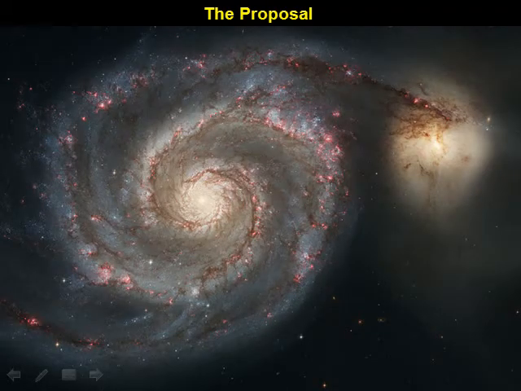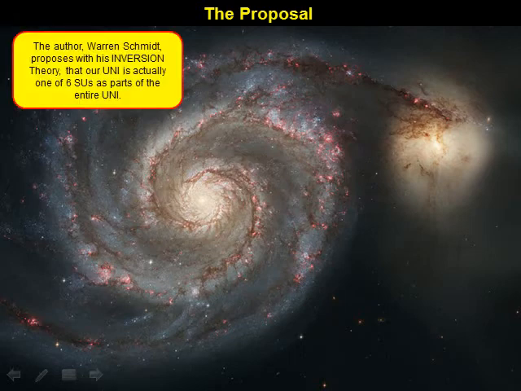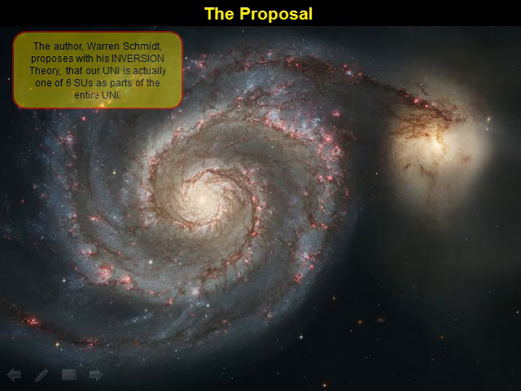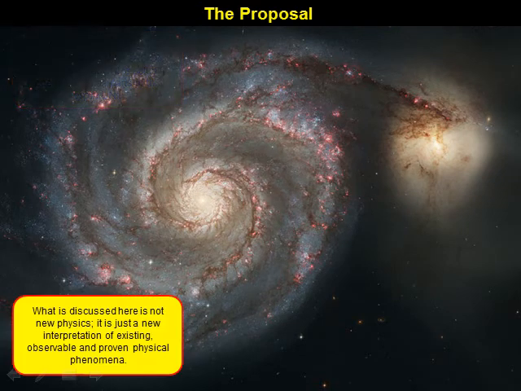The proposal. The author, Warren Schmidt, proposes with his inversion theory that our universe is actually one of 6 sub-universes, as part of the entire universe. What is discussed here is not new physics, it is just a new interpretation of existing, observable and proven physical phenomena.